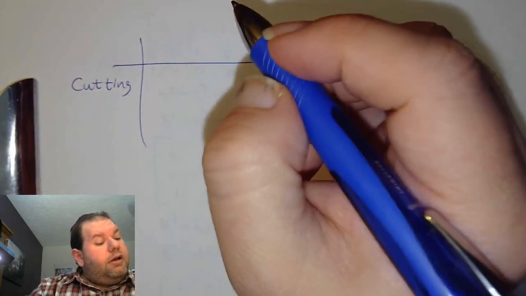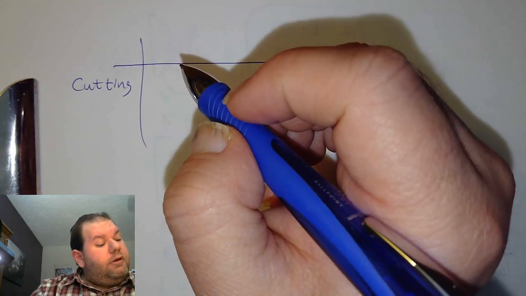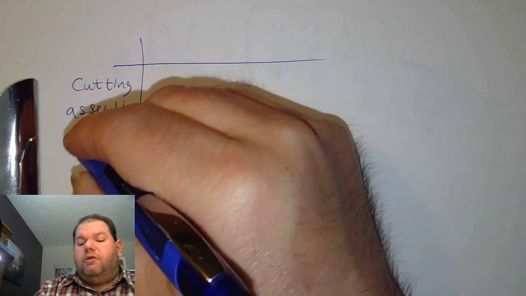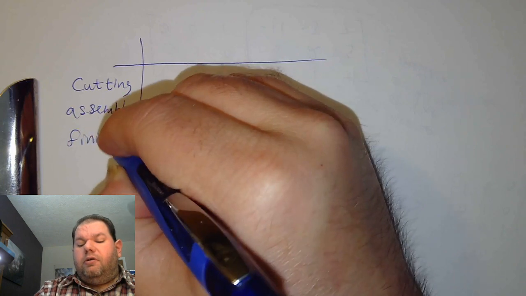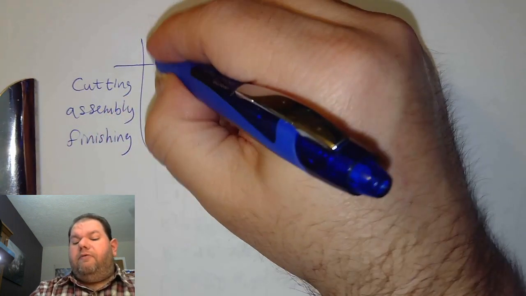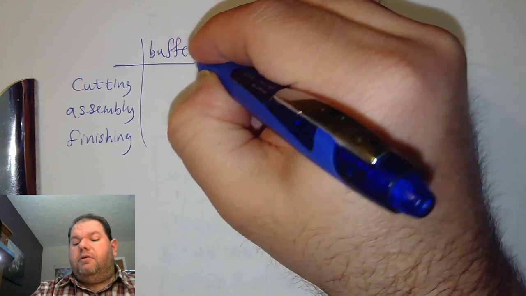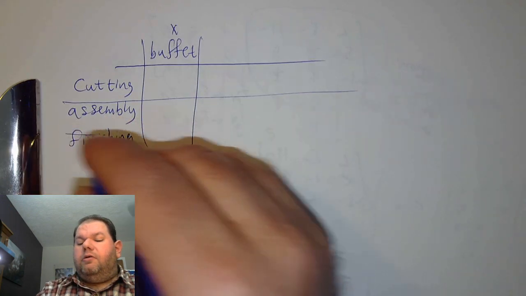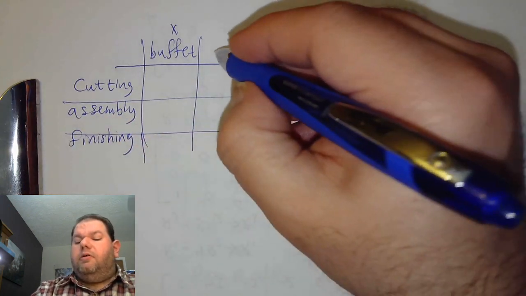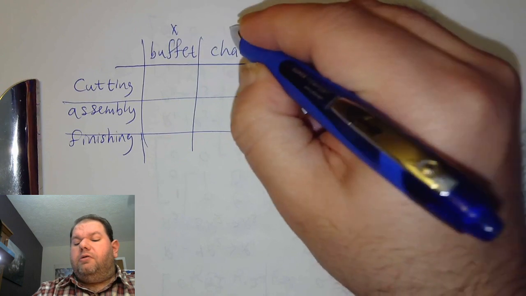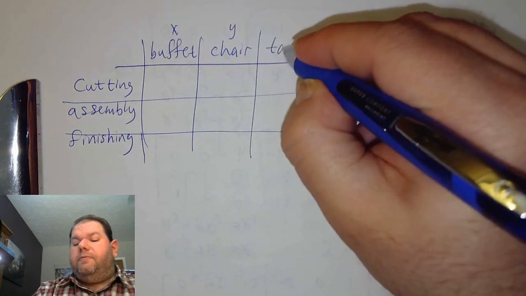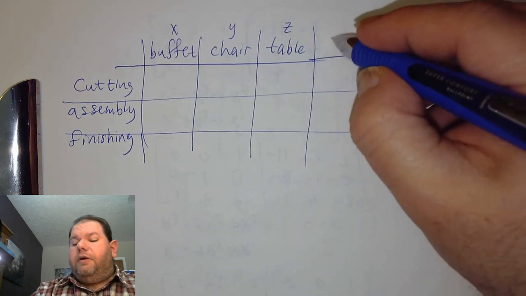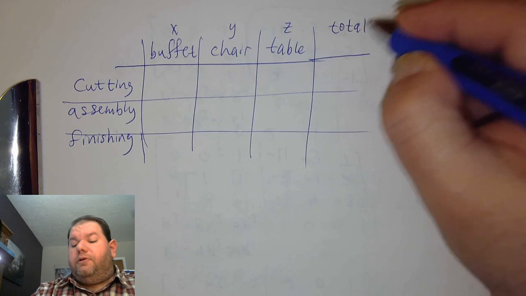So cutting, assembly, and finishing. And we have a buffet, chair, table, and we know we have total hours available for each one.